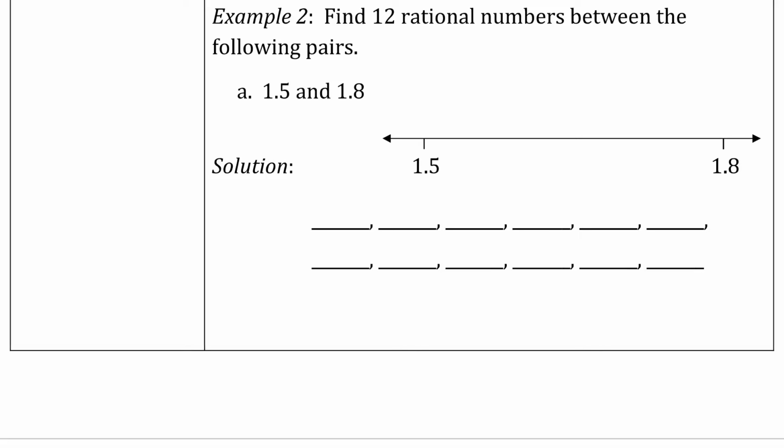Example number 2. Find 12 rational numbers between the following pairs. That just means find 12 numbers that can be expressed as a decimal or a fraction that reside between the following pairs of numbers. Now the first pair is 1.5 and 1.8.